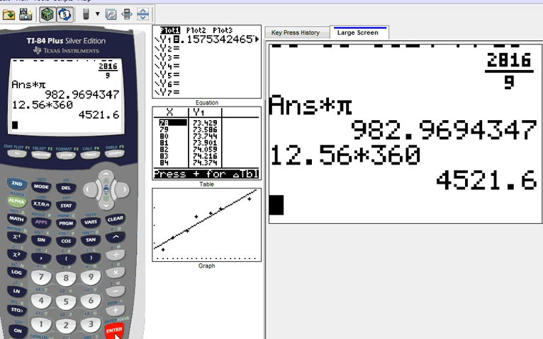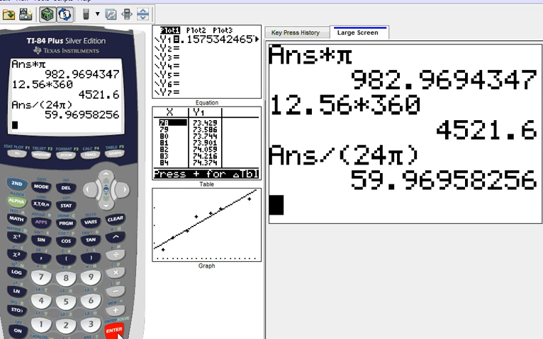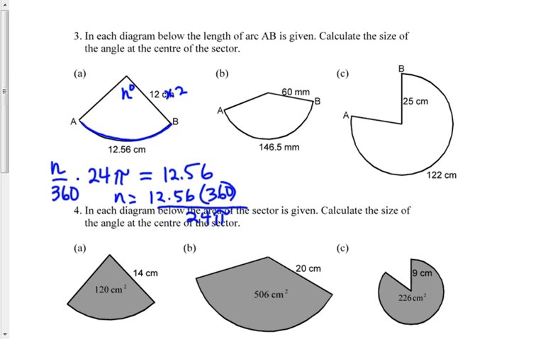To make sure I divide by that whole denominator, I'm going to use parentheses here and put the pi symbol right in there in the parentheses, hit enter, and I get 59.96, which is about 60 degrees. And so n is 60, so the angle measurement is 60 degrees.